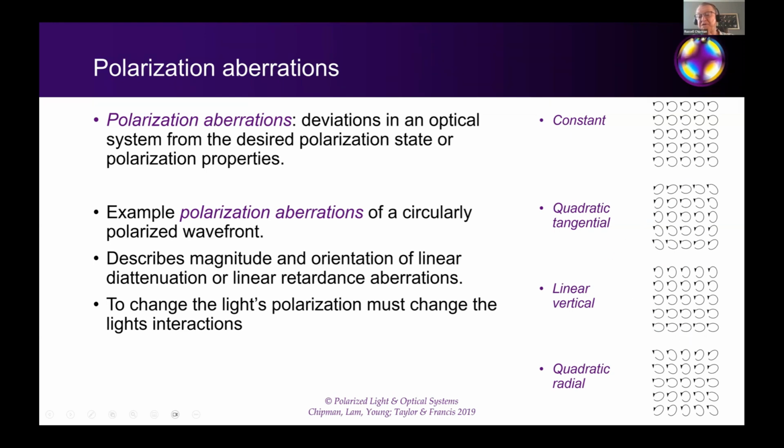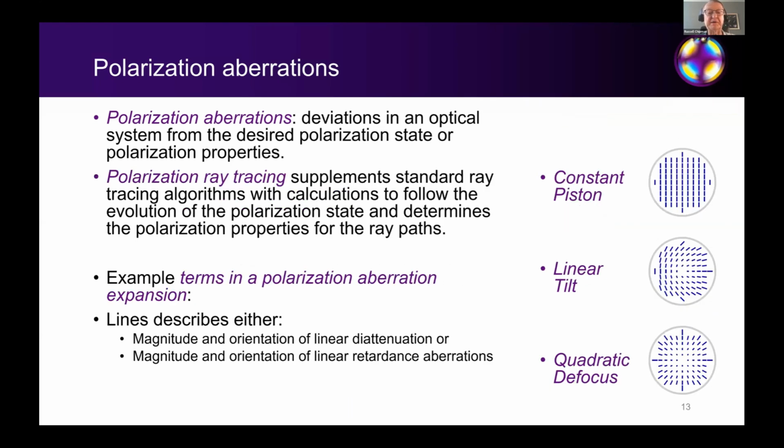Here there's a variation from horizontal through circular to vertical elliptically polarized. It's linear and going vertically. Or here's another quadratic example, but in this case, the variation is radial. And so if this isn't what I want, this is an aberration. And to change the light's polarization, I have to change the light's interactions. I can't just change the light itself. I've got to put in something that retards or polarizes to alter the polarization state.